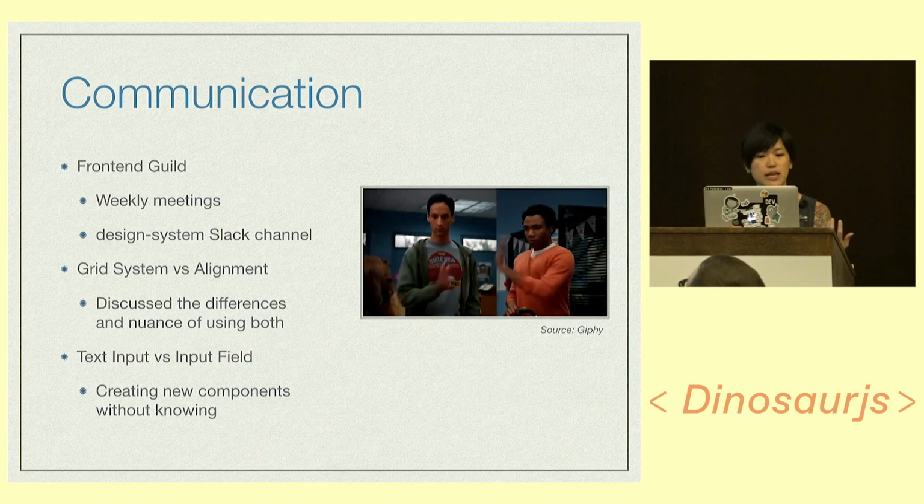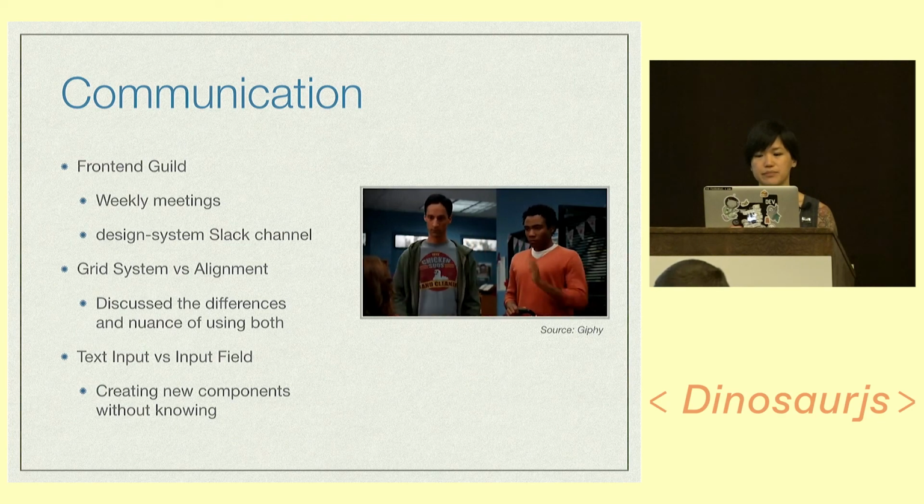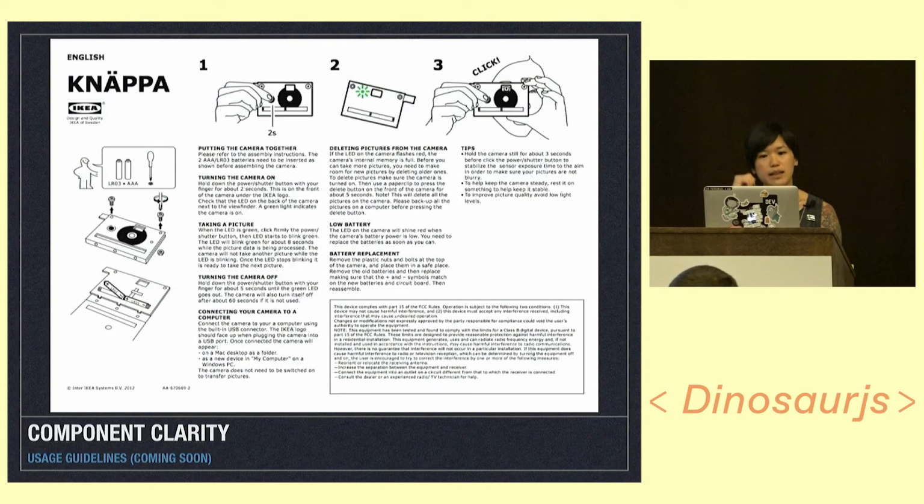And then additionally, communication about creating new components. So the text input versus the input field. Just having communication around knowing what's coming down the line. And then having component clarity. So we were planning to create usage guidelines, kind of explaining when you should use specific components where. And those guidelines are to be written by our UX designers. And those would go under our component documentation.